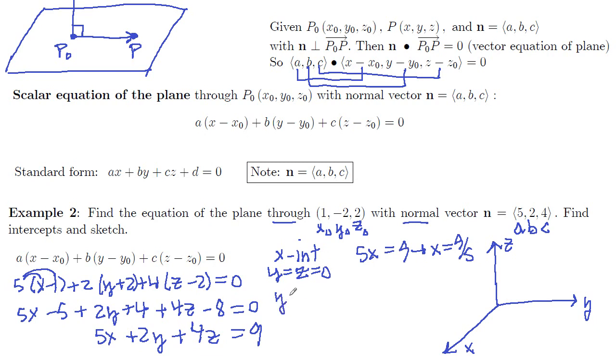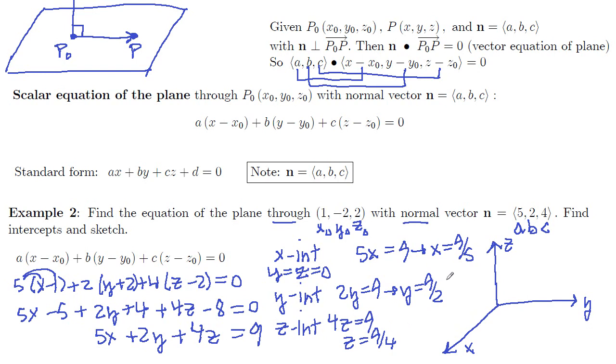For your y-intercept, that means x and z are equal to 0. So these two terms will drop out. We'll get 2y equals 9. So y equals 9/2. And then our z-intercept, we're going to set x and y equal to 0. So these terms will drop out. 4z equals 9. And so z equals 9/4. So once you've got those three intercepts, 3 points determine a plane.